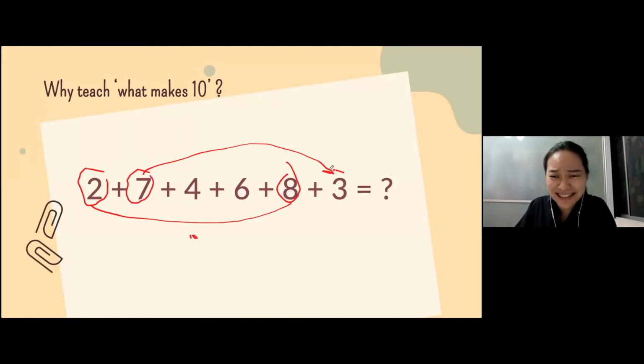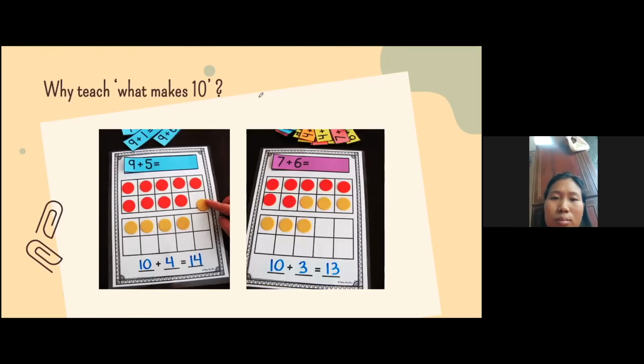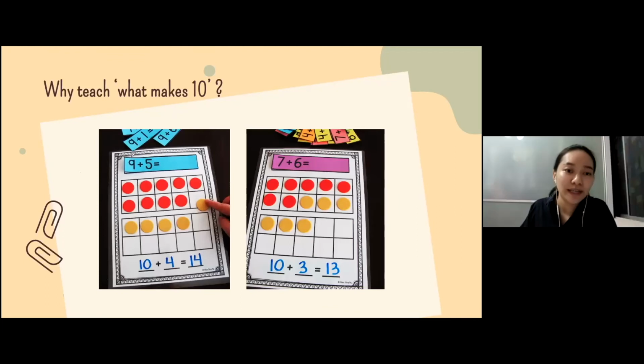Sorry for my pencil skill. That's bad. Okay, I have another 10. So 4 and 6 makes 10. So how many tens do I have? I have 1, 2, 3. 3 tens. So I can quickly tell you the answer is 30. So that is one of the reasons why we teach what makes 10. And also, in the future, we will be teaching a strategy where we count 9 plus 5 as 10 plus 4. I will talk about this later. Okay, so this is one of the reasons why we take what makes 10 quite seriously.